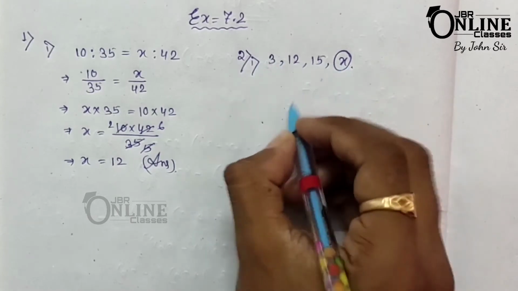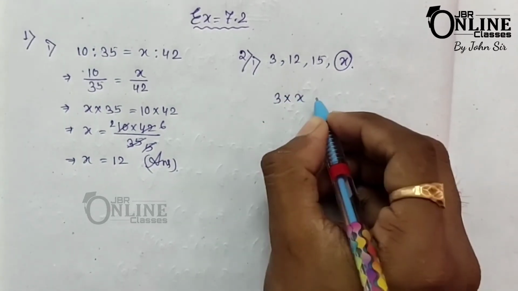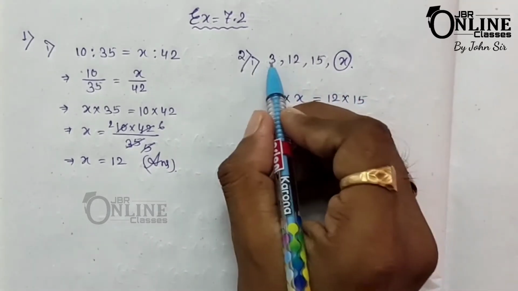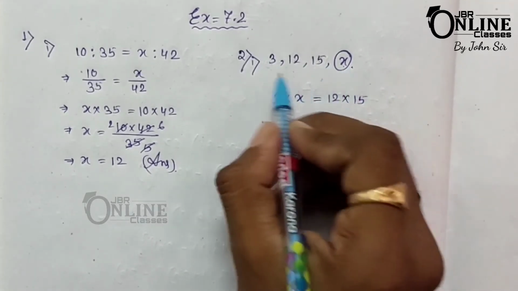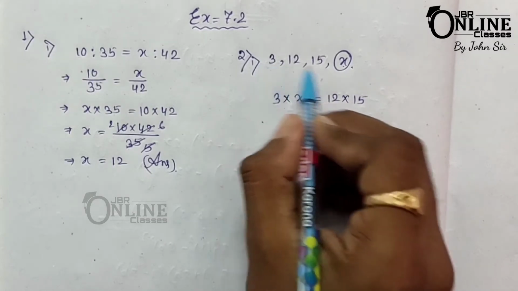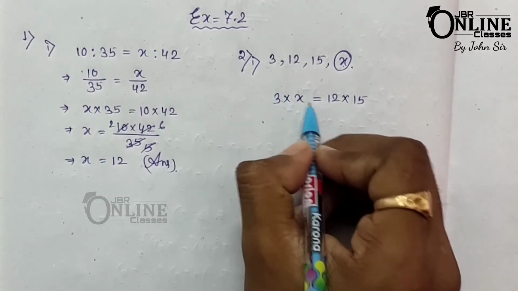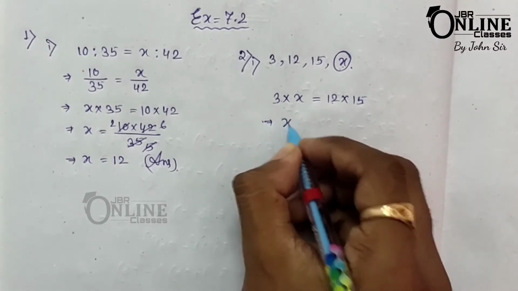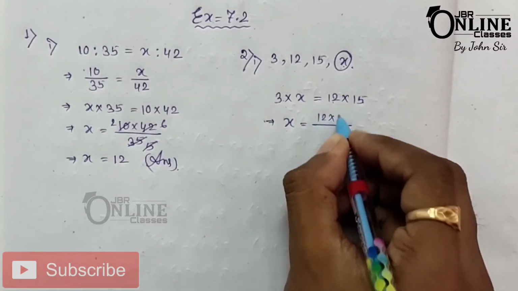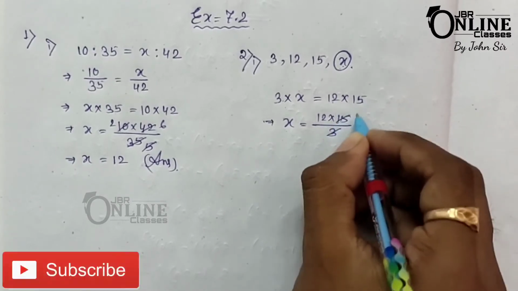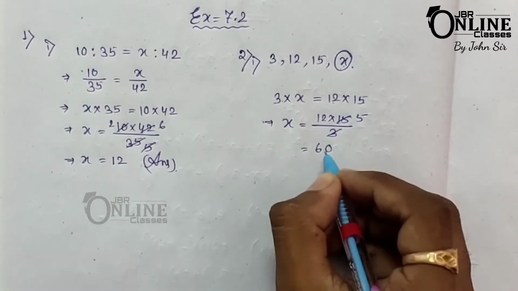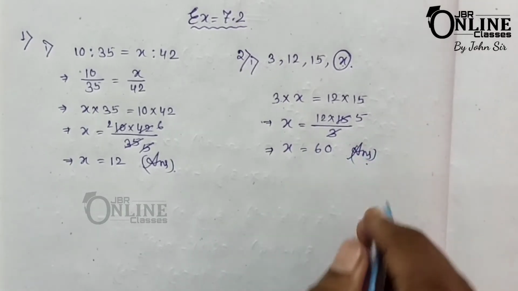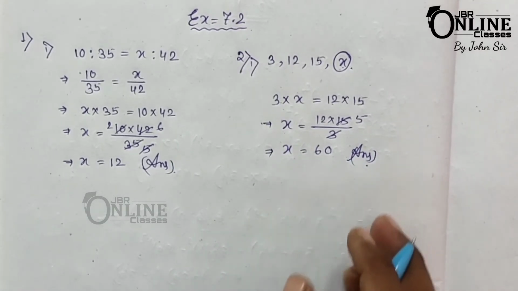So here first and last, that means 3 into x equals 12 into 15. Always remember that if four numbers are in proportion, then the multiplication of first and last is equal to the multiplication of second and third. So from that, x equals 12 into 15 by 3. 3 fives are 15, so 12 fives are 60. So here x equals 60. That is the answer. Now you can solve the other problem from sum number 2.